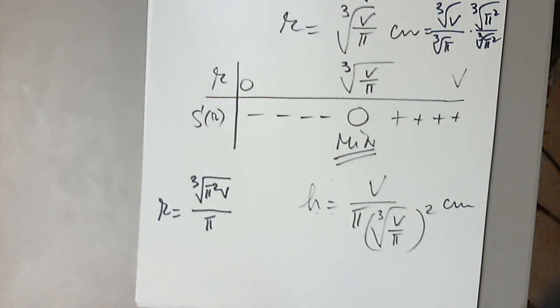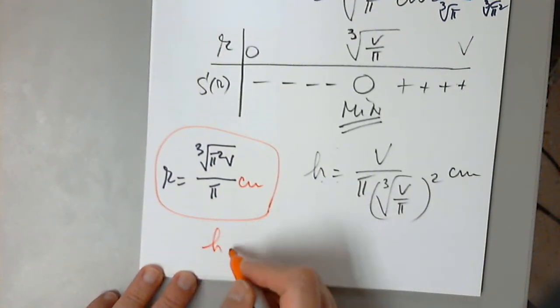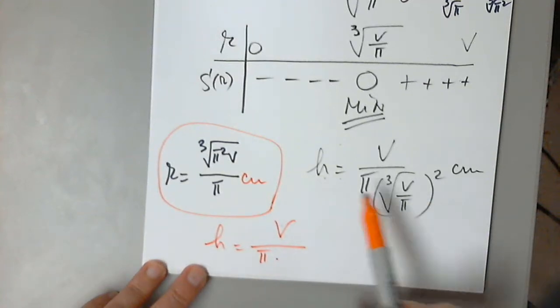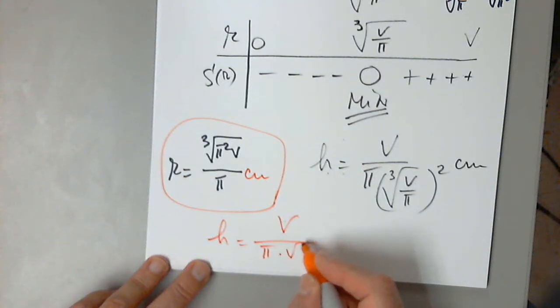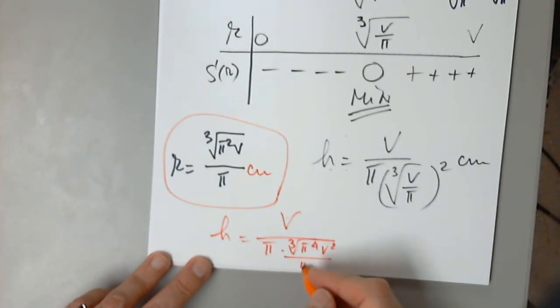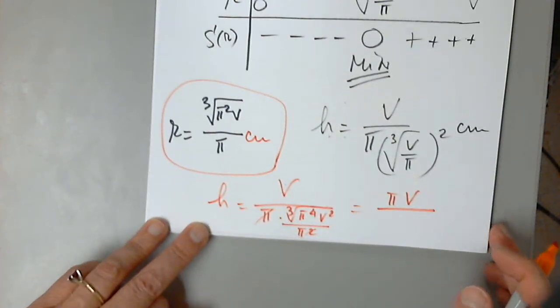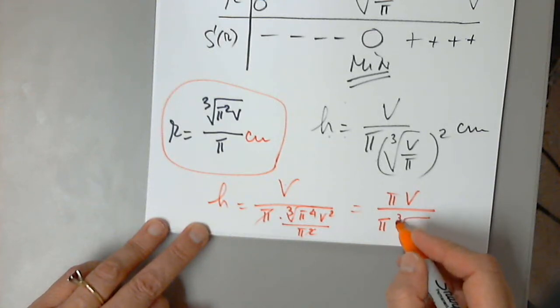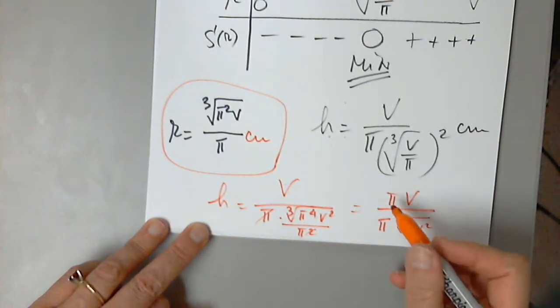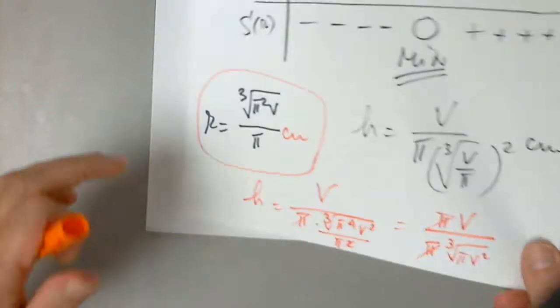So now let's work on h. This is in centimeters, and no one can simplify this further. So now on h, I have v over pi, and now I'm going to square this instead of squaring the original that we have here. So I have the cube root of pi to the fourth v squared over pi squared. And I simplify a pi, and this is pi v over pi and the cube root of pi v squared. And then I will rationalize that. Pretty ugly.